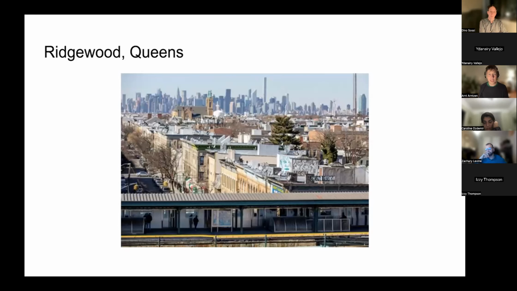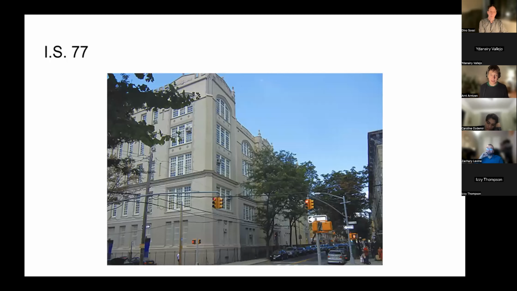So this is Ridgewood, Queens. This is the neighborhood that I was observing in. The view from the school is pretty much like that. The classroom was on the 4th floor. It's actually a really nice view. That's the school. That's IS 77. I would ride my bike there every morning.